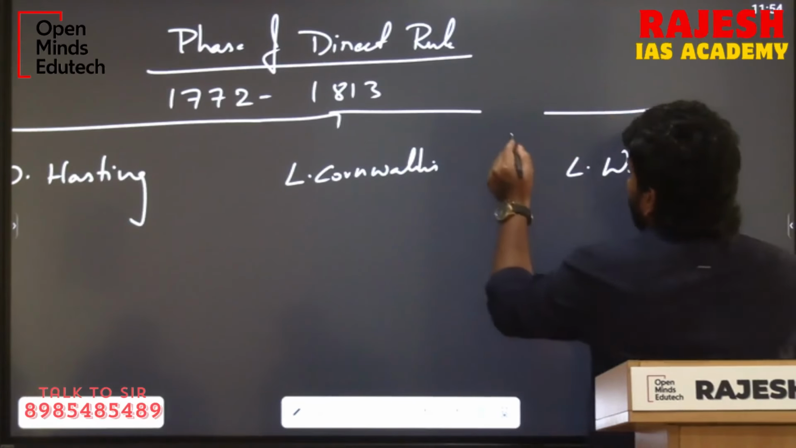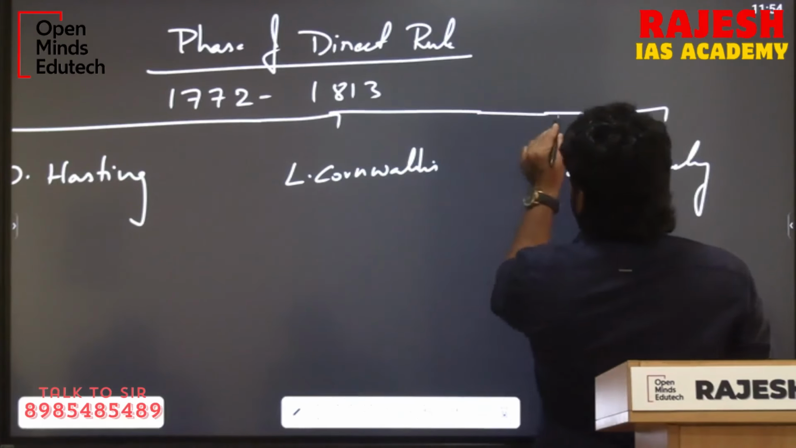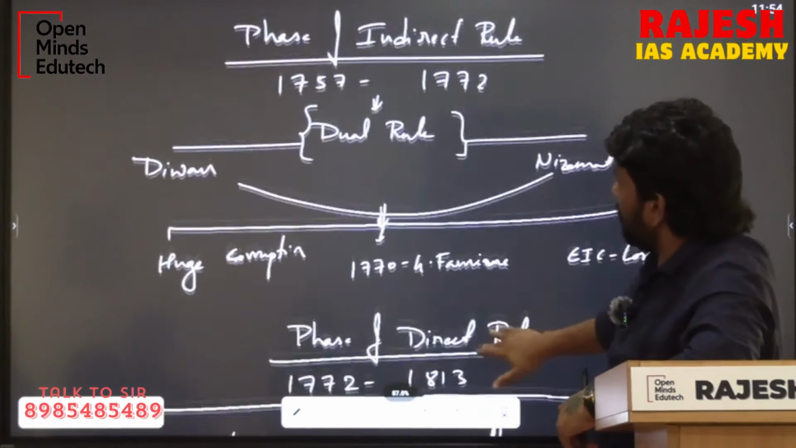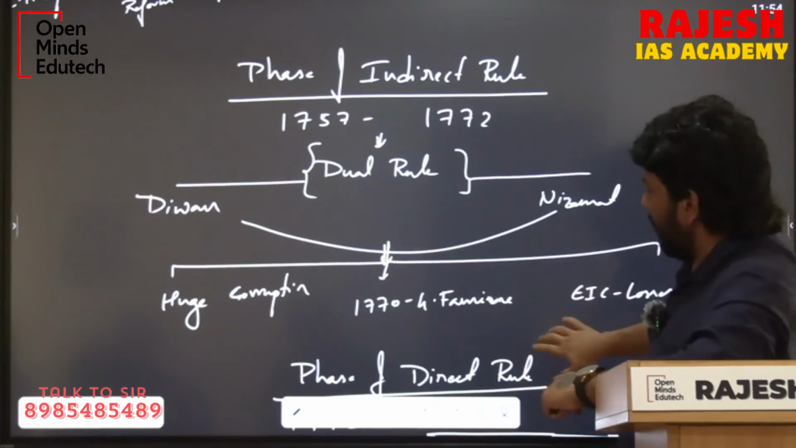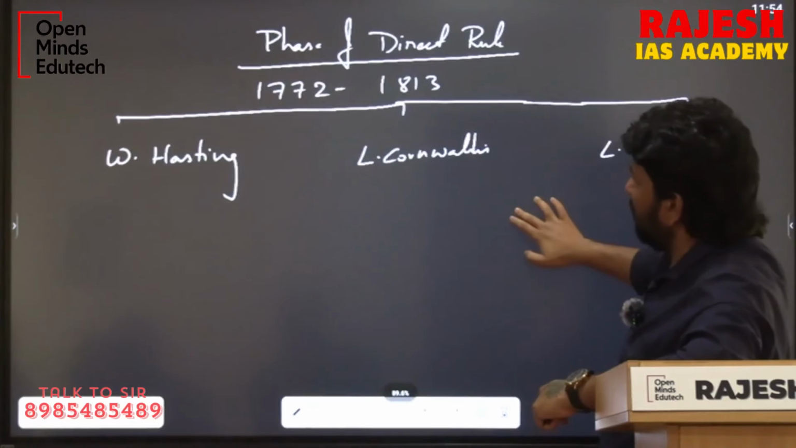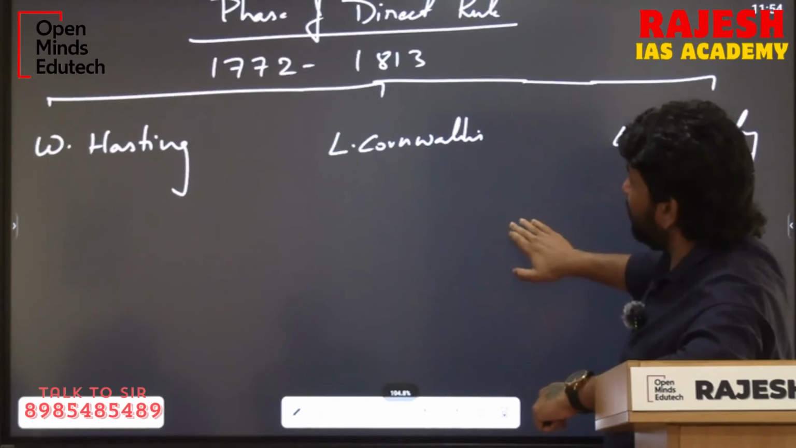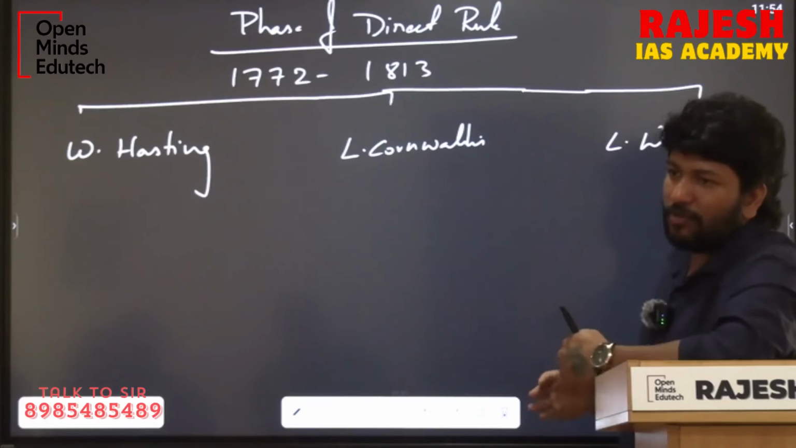Clear? Now I am continuing the story. See now, understand? Indirect rule, Robert Clive, dual system and all. Did it fail or succeed? Failed. So now they want to take the Indian administration into their control.